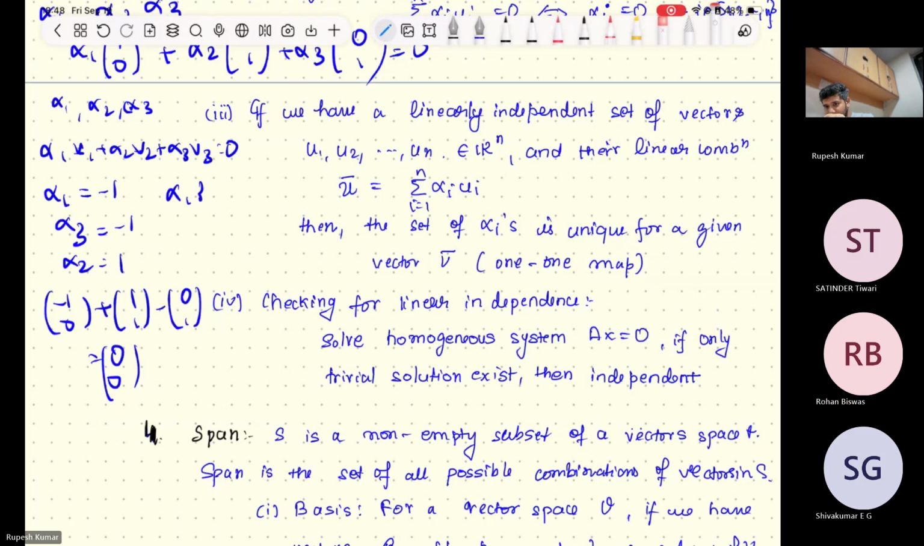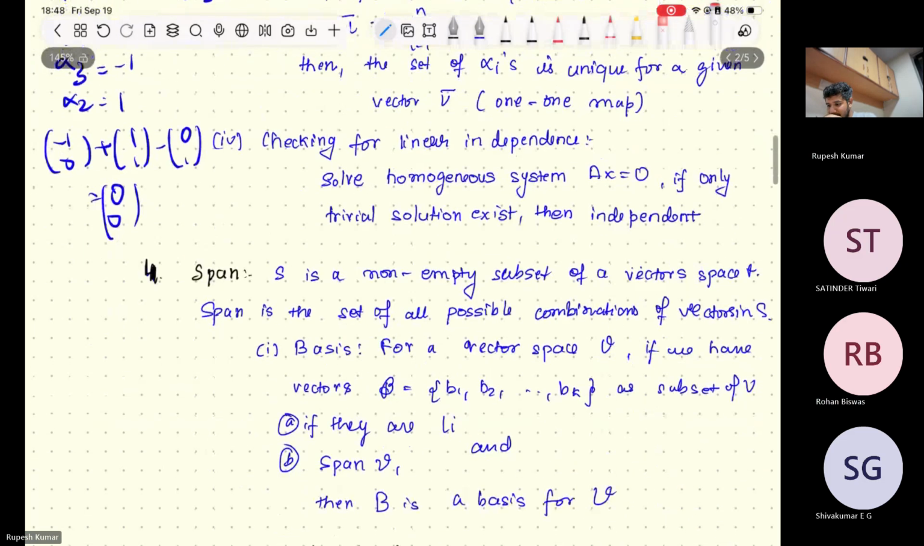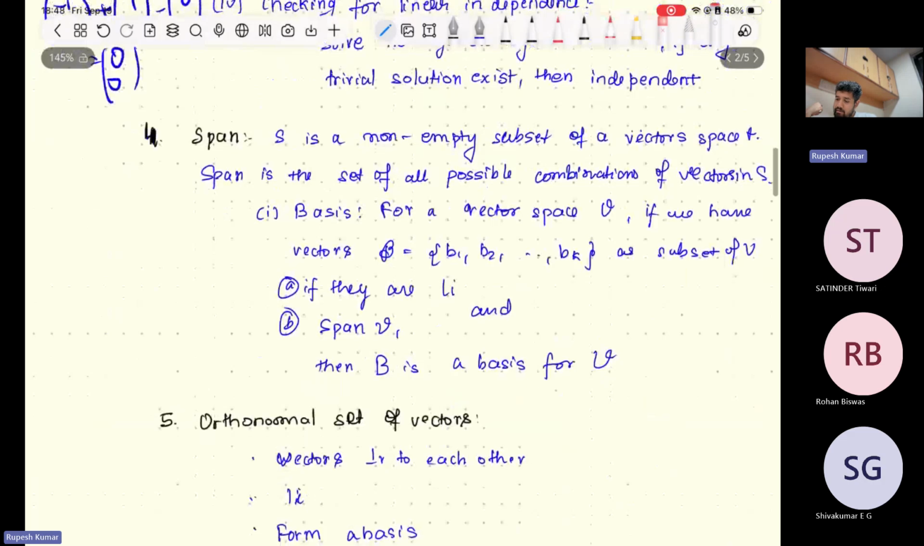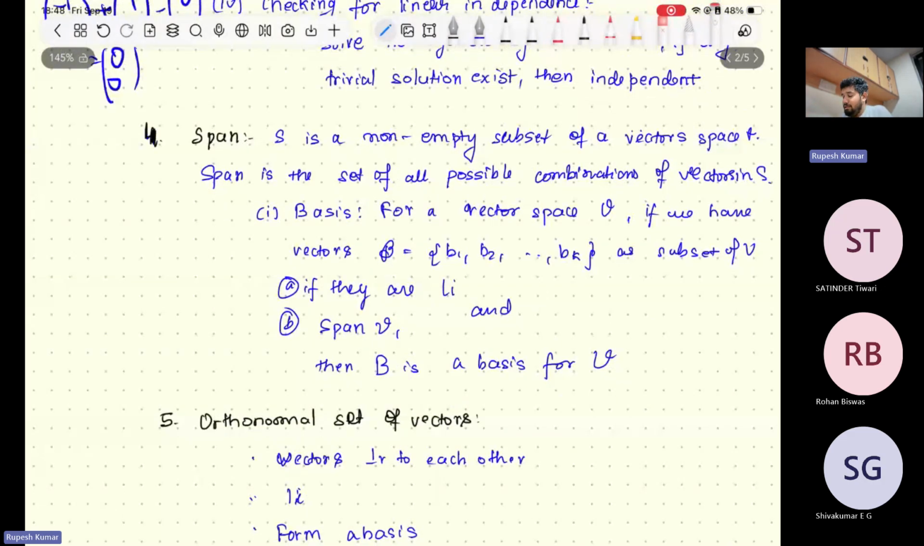Yes, sir. Fine. Let's move on to the next thing. Span S is a definition. It is defined for a non-empty subset S of a vector space V. Span is the set of all possible combinations of vectors in S. So span is essentially the set of all possible linear combinations of vectors in S.